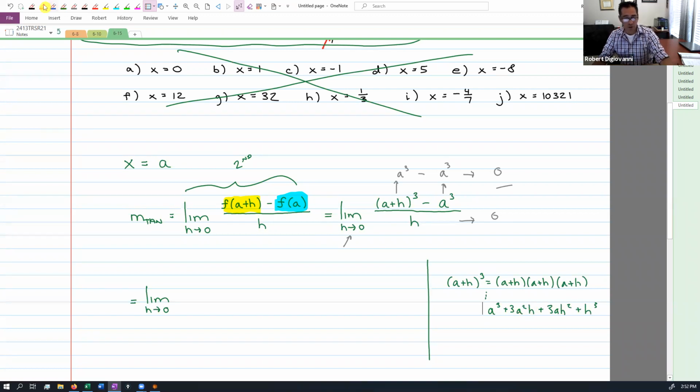But just make sure you don't do this, because this would be wrong: a cubed plus h cubed. That's not what you get when you cube a plus h. You don't just cube each one. You have to FOIL it all out, expand it all out. So I get a cubed plus 3a squared h plus 3ah squared plus h cubed. That is just this part.